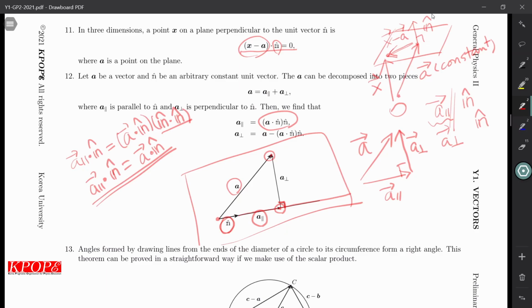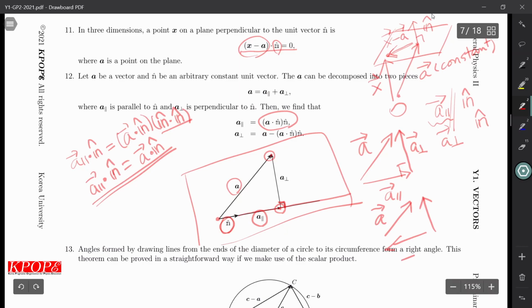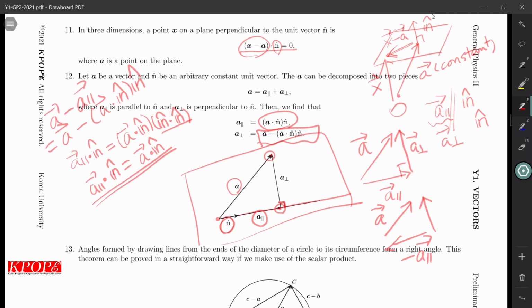What happens to the perpendicular direction? It is easy to find that this vector should be expressed as a sum of these two vectors. This is a vector and this is minus a parallel vector. So a minus a parallel. We copy this: a dot n hat n hat. That's the reason why the perpendicular component is written this way. It can be expressed in this way.